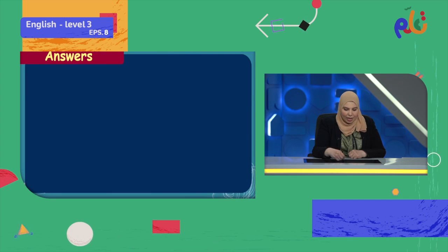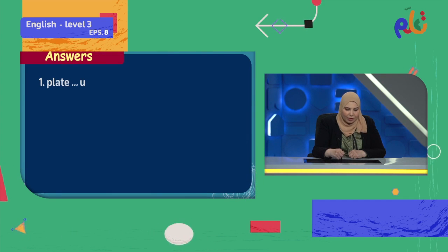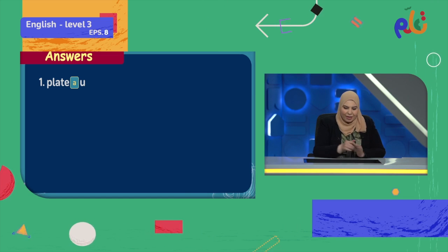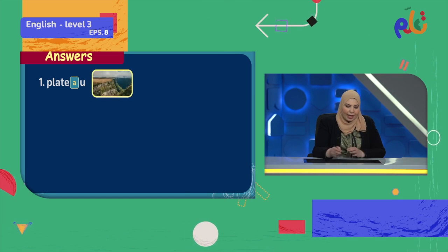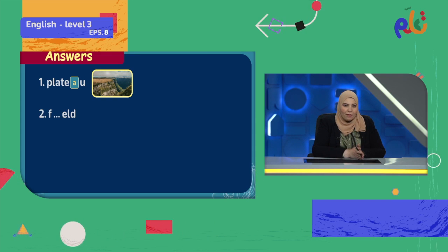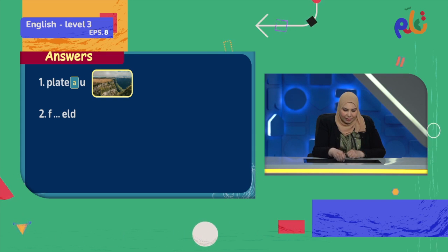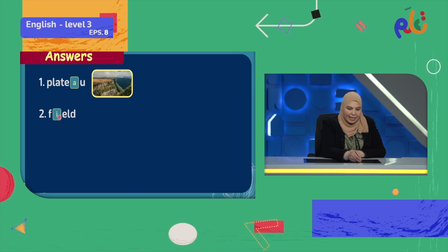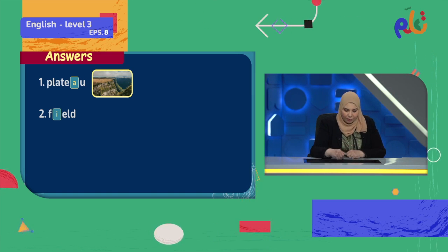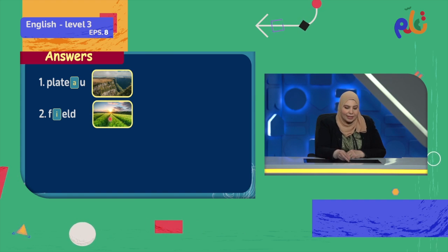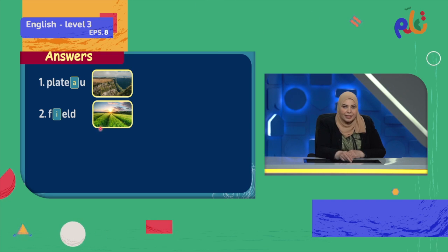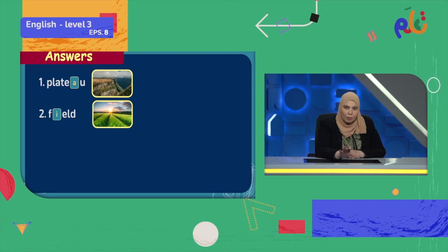So now let's look at them. So plateau is missing A. Very good job. And when we speak about field, it's missing I. So field, I. And this is the picture for it because it's cultivated and it has human interaction.